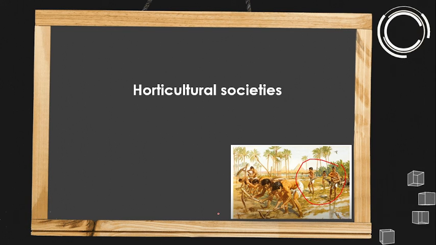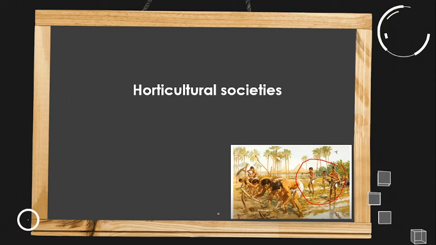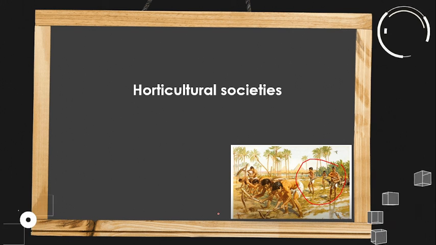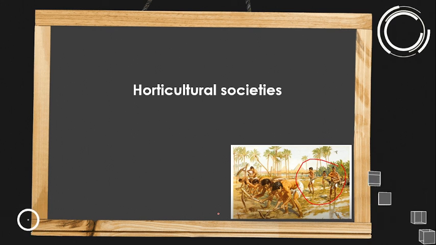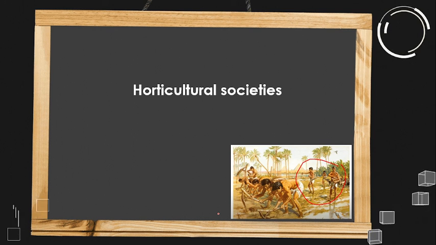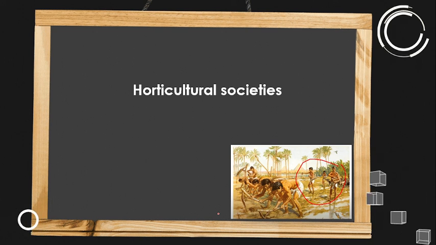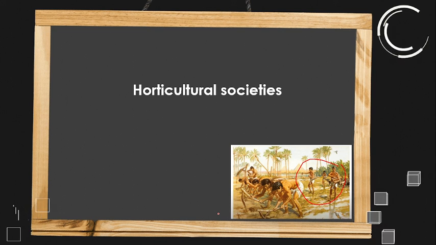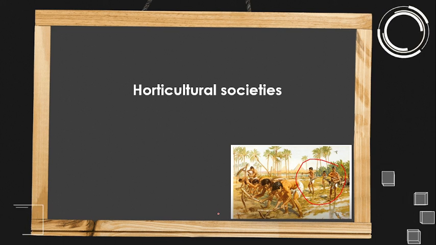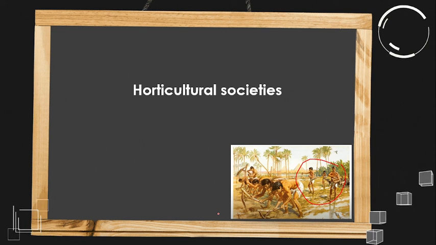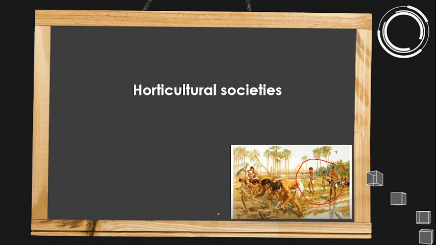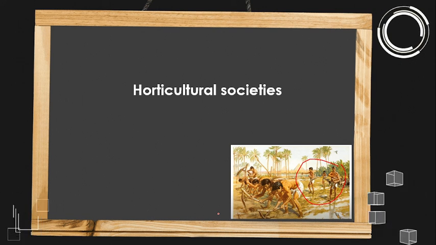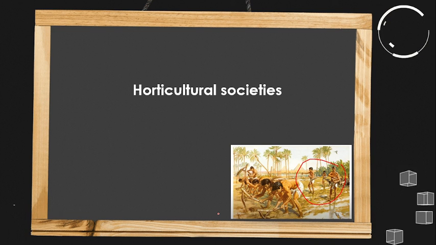In horticultural societies, it means engaging in small scale cultivation of plants, fruits and vegetables and the domestication of animals. So in the horticultural society, the pastoral society is involved, since there is domestication of animals. Pastoral focuses on animals, while horticultural focuses on planting and domestication of animals. Like us, in the backyard, we use horticultural methods.